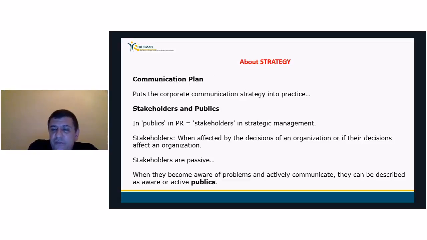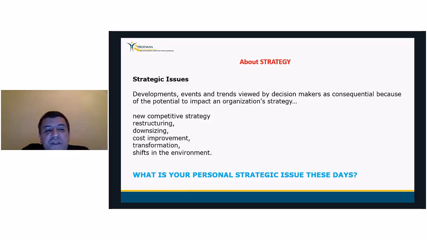Individuals or groups are stakeholders when they are affected by the decisions of an organization, or if their decisions affect an organization. So stakeholders are normally seen as passive components. When they become aware of problems and actively start to communicate, they can be described as aware or active publics. What about the strategic issues, which is the main component of strategic management and strategy?